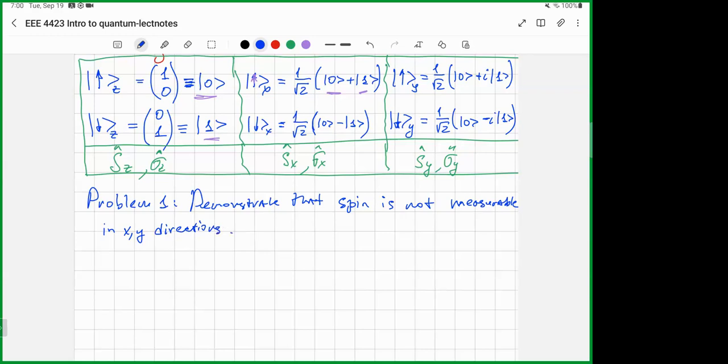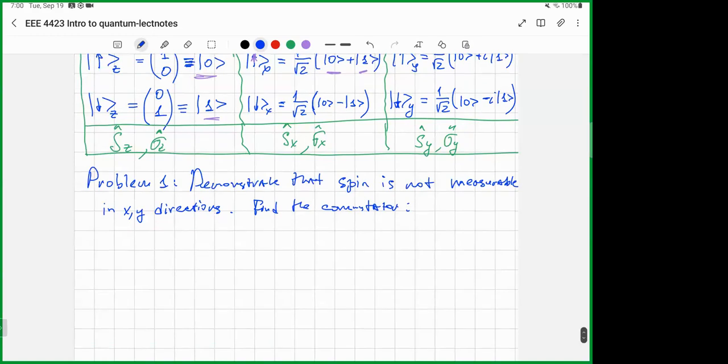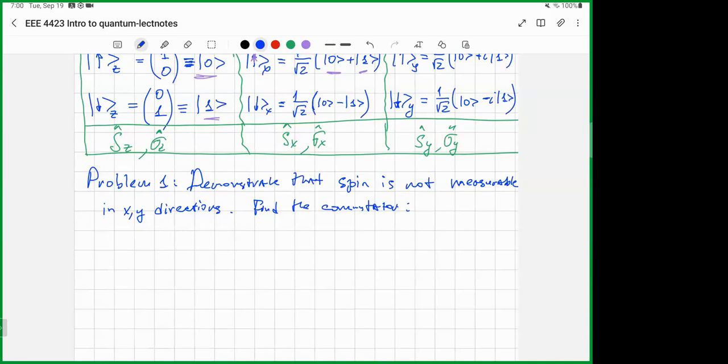Or, in other words, find the commutator. Right, so when we need to check if quantities can be measured simultaneously, we need to find the commutator of these two operators.